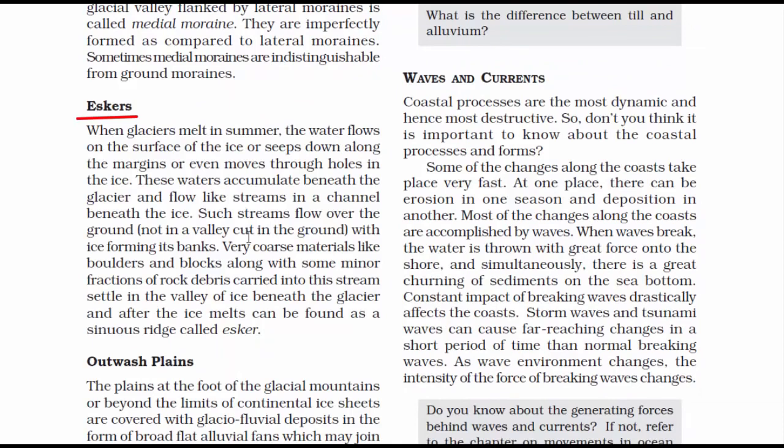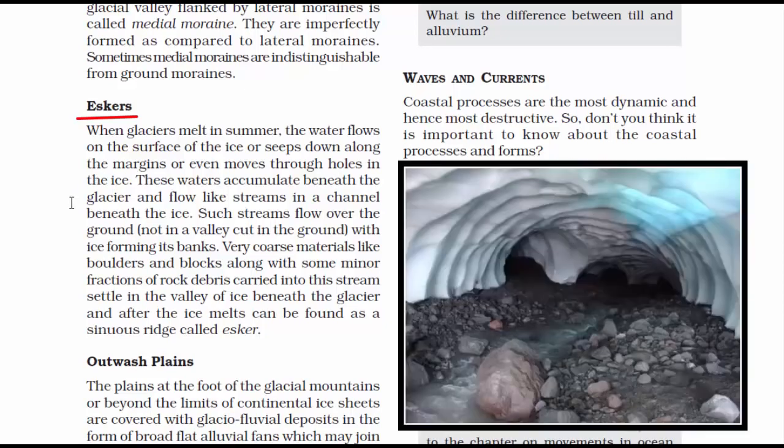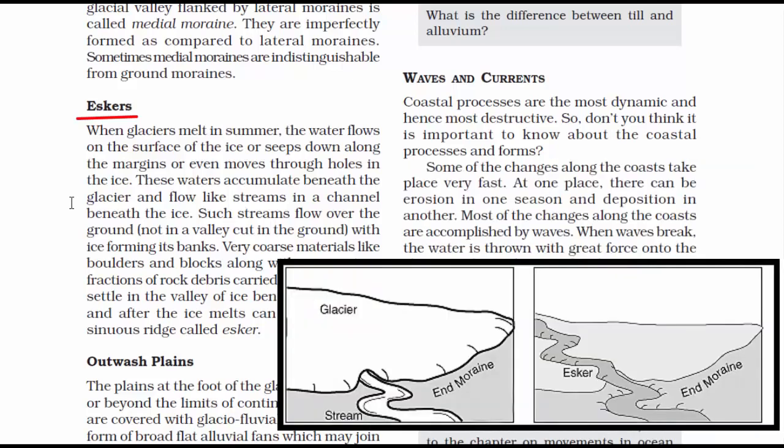The second type of depositional landform that exists due to glaciers is eskers. When glaciers melt in summer, the water flows on the surface of the ice, or flows from the bottom portion of the ice, or even moves through holes in the ice. These waters accumulate beneath the glacier and flow like streams in a channel beneath the ice. When this stream flows over the ground, it carries materials like boulders and blocks and some rock debris along with it. This coarse material gets deposited along the bank in the form of a ridge. This ridge is called an esker.